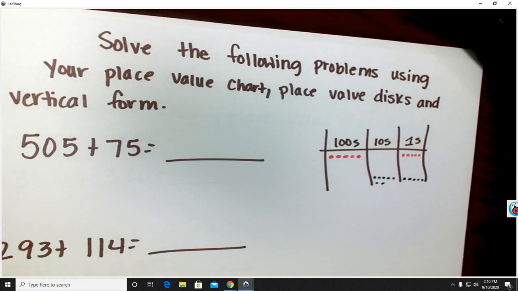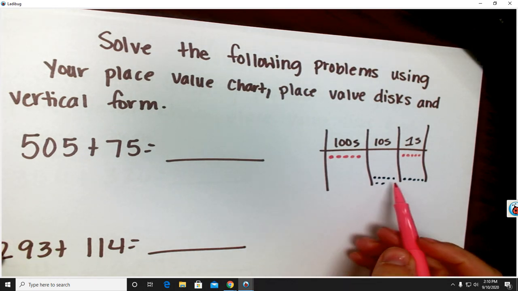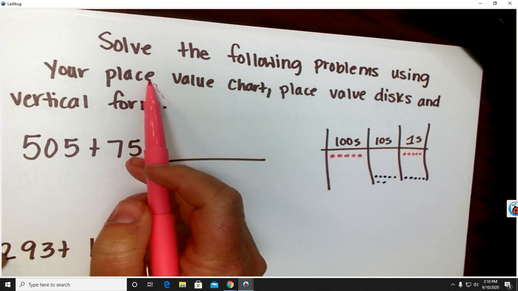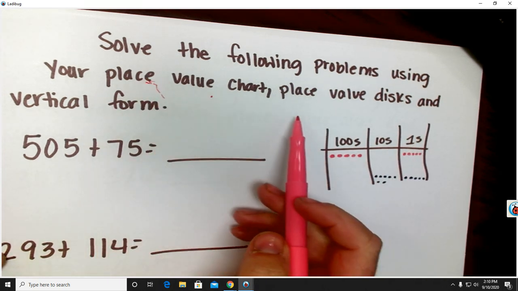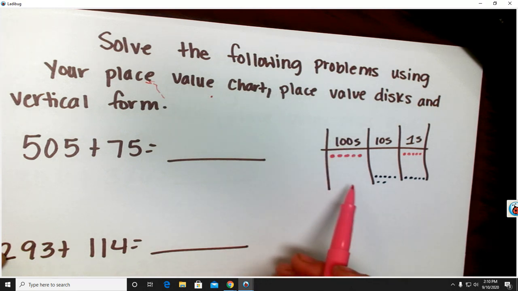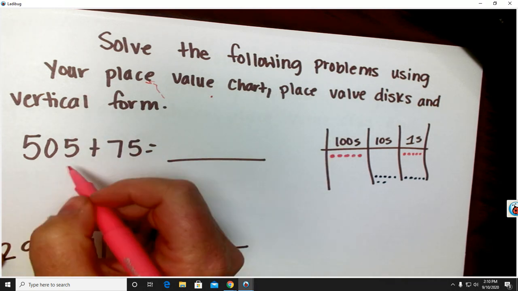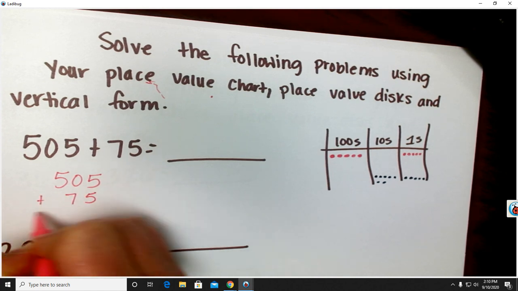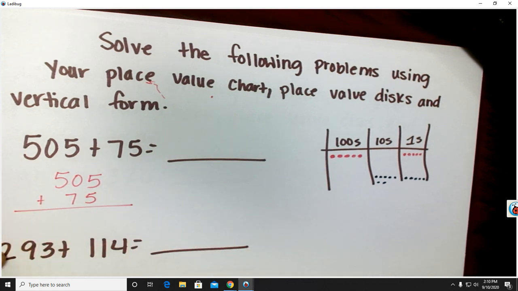So leading our way up to the standard algorithm, we always start in our ones place value. So I have my place value chart. I have my place value disks, which are just circles. And vertical form just simply means to stack your numbers like this. Okay, that's basically the standard algorithm of addition. So now I'm ready to add.